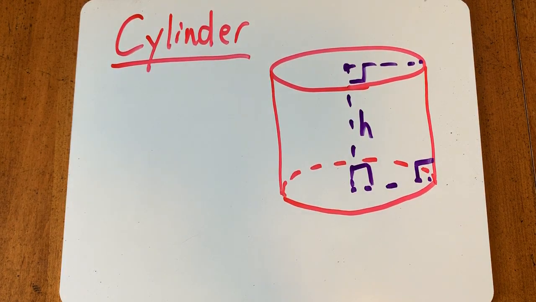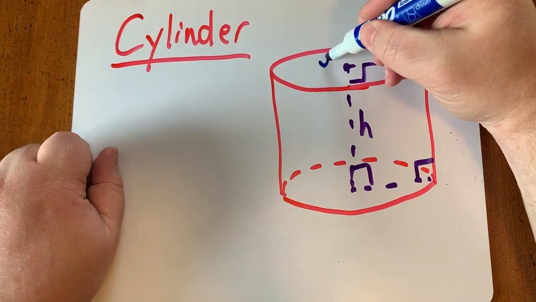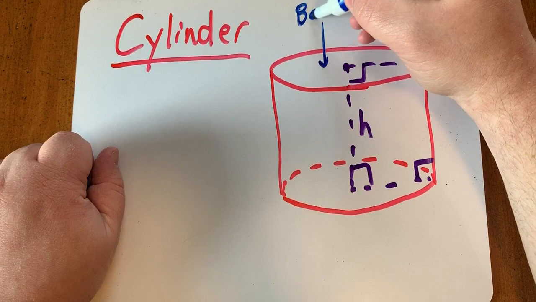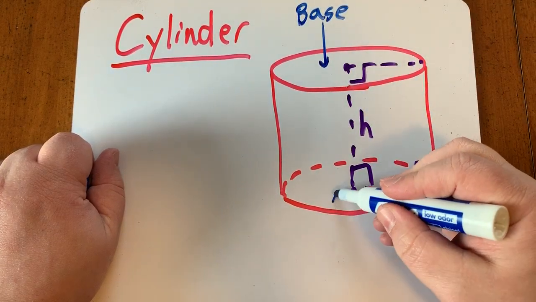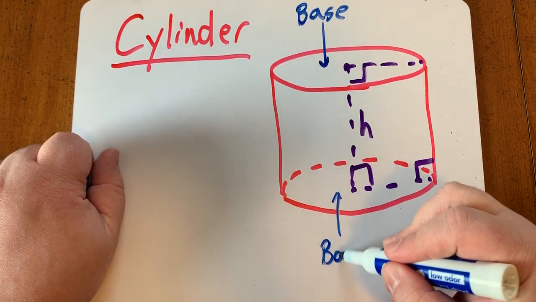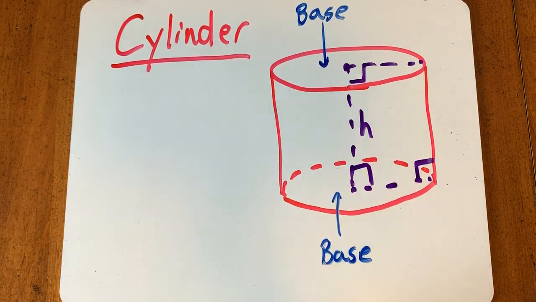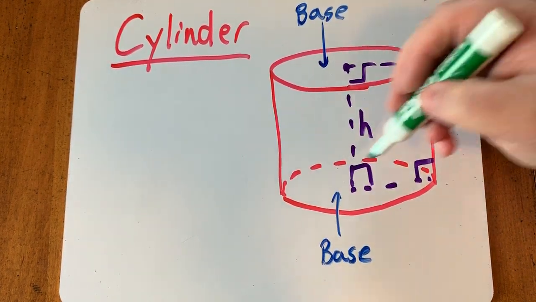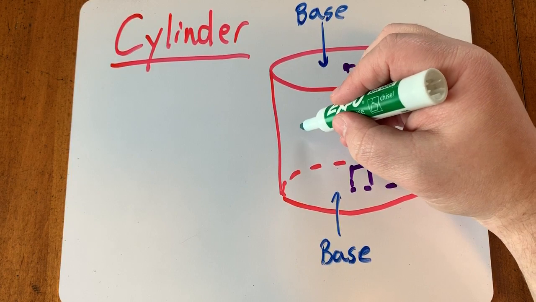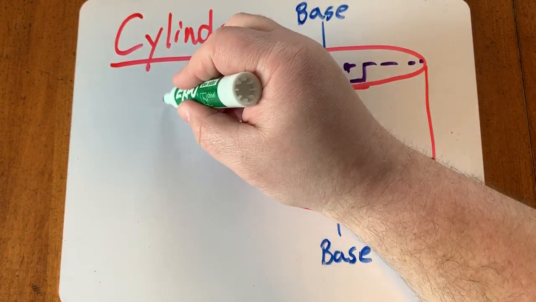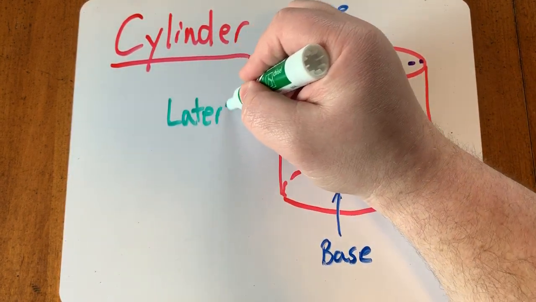We have our two bases. They are the two circles. But there are no base edges this time. Because there are no edges, there are no polygons intersecting each other. So we've got two circles and then this smooth surface in between them. That smooth surface in between is called the lateral surface.